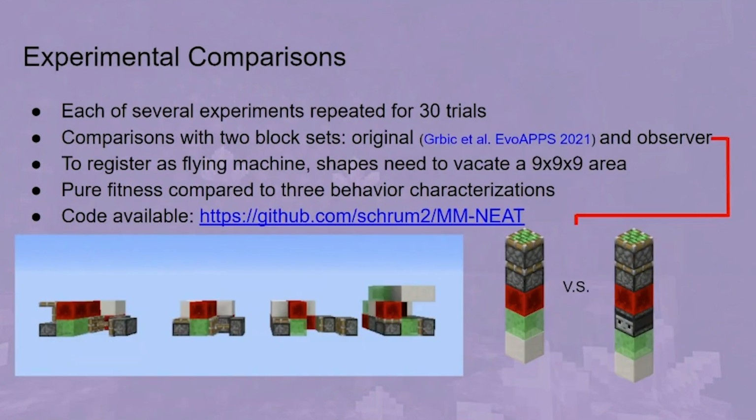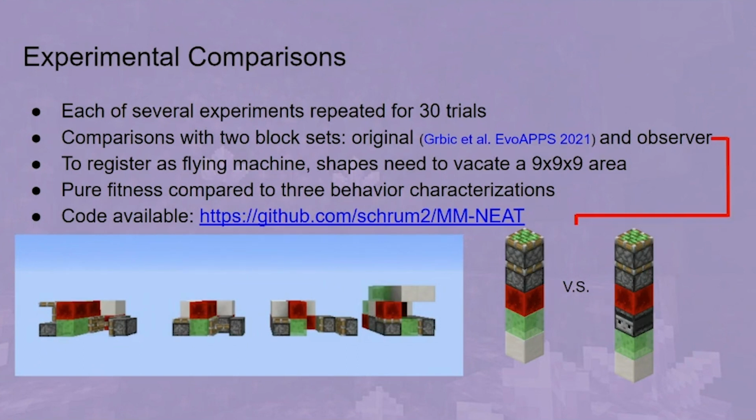In our experimentations, we ran all of our experiments for 30 trials, and we did comparisons between two block sets. The original block set used in the EvoCraft paper, which had two pistons, the redstone block, the slime block, and the quartz block for structure. And then we also made a new observer block set, which just was the exact same block set, but with an observer. To register as a flying machine, shapes needed to vacate a 9 by 9 by 9 area.